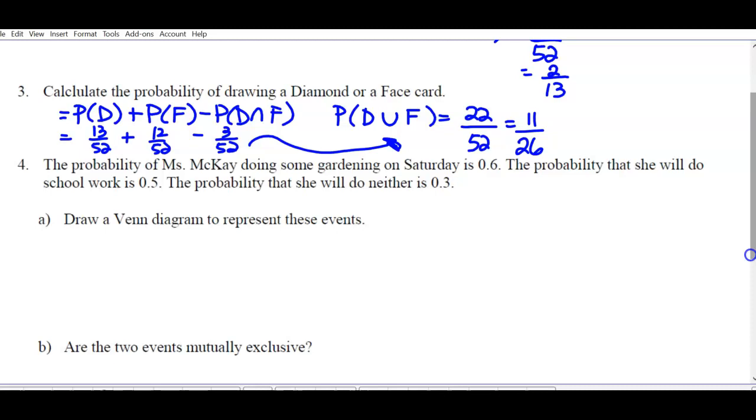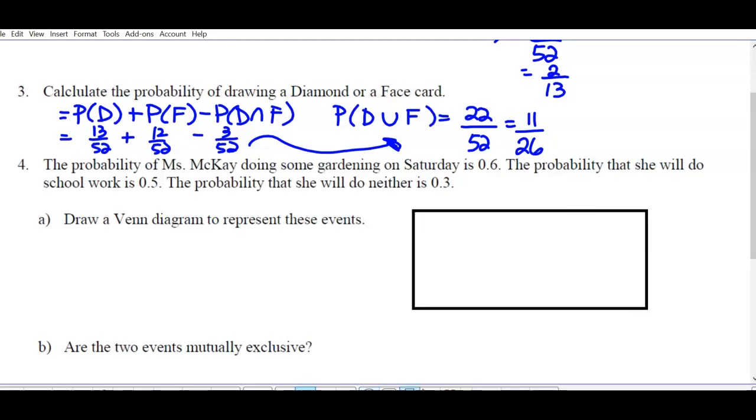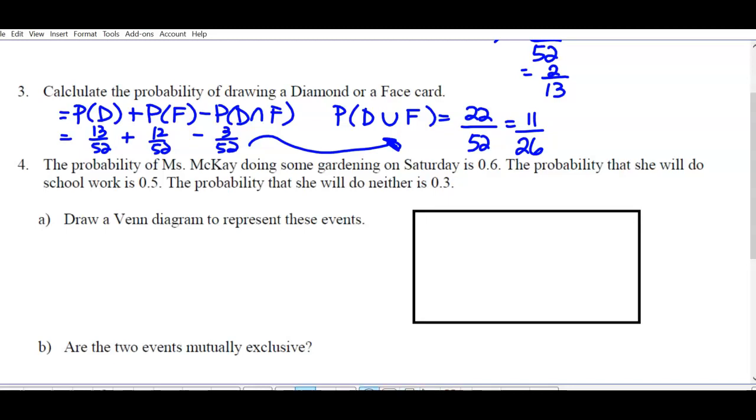Okay, on question 4, I have up Ms. McKay twice there, I think. Just cross out one of them. I fixed it for my slide here, but you can fix yours up. So, probability of Ms. McKay doing some gardening on Saturday is 0.6. Probability that she will do schoolwork is 0.5. The probability that she will do neither is 0.3. And it says draw a Venn diagram. So, I'm going to do a big rectangle with a couple of circles.